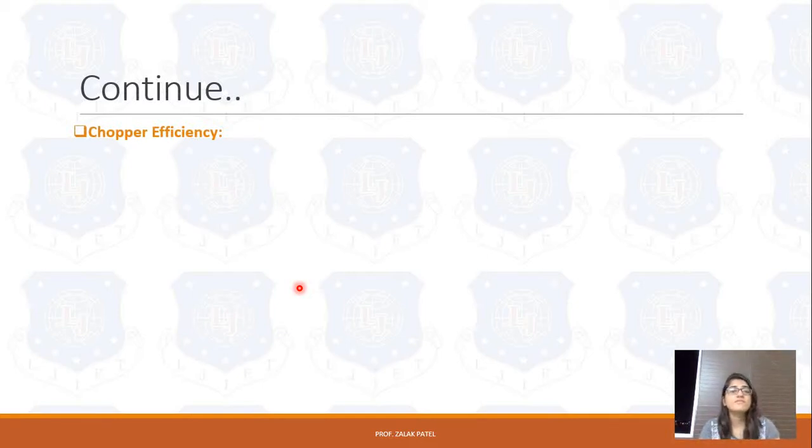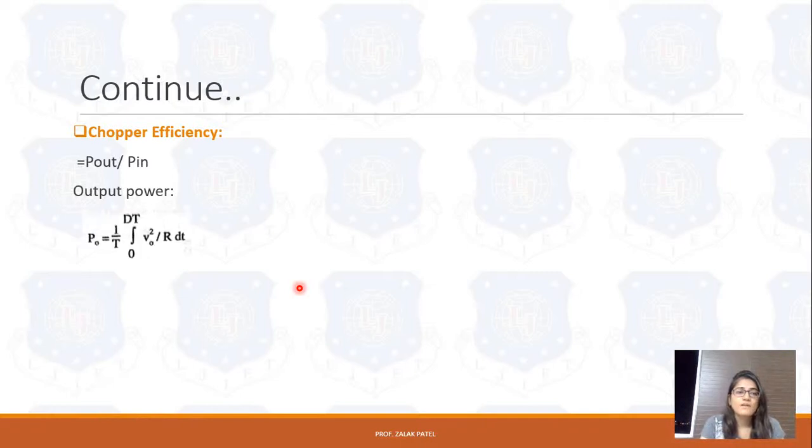Now let's calculate the third one, that is chopper efficiency. For the chopper efficiency you need the output power and input power, because the chopper efficiency is the ratio of output power and input power. So let's calculate the output power first. Output power is 1 upon T integral of V square upon R dt. Why V square upon R? Because power is V into I and I is equal to V upon R, and that's why V square upon R dt is taken. Again the integration is in terms of duty cycle, so 0 to dT is taken.